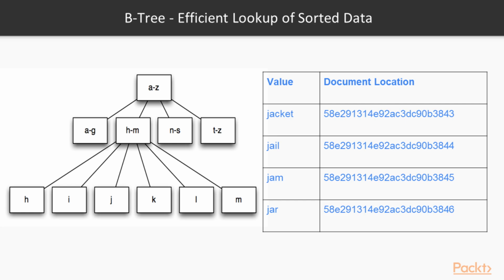But the idea is a Btree allows you to find a particular place in a sorted collection of data very fast. In this case, we can find any word in the English language through 3 lookups. We choose what the first level child is, then the second level child, and then we can get the document location directly out of that.